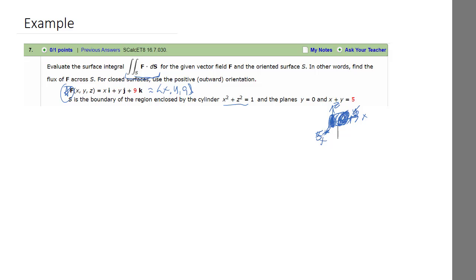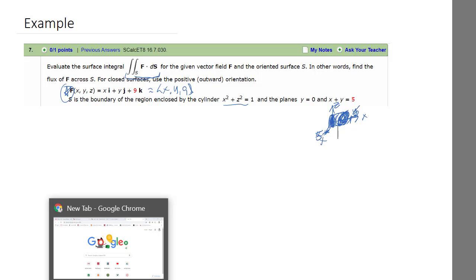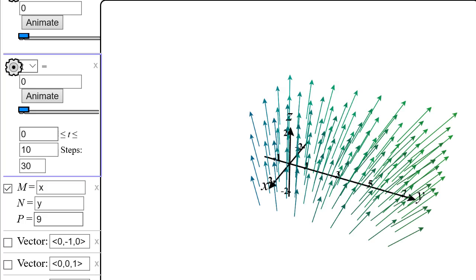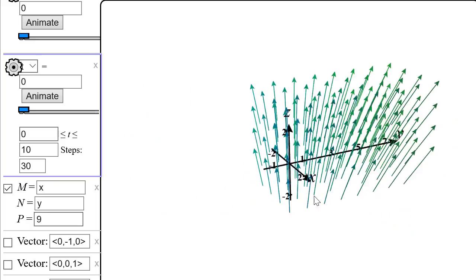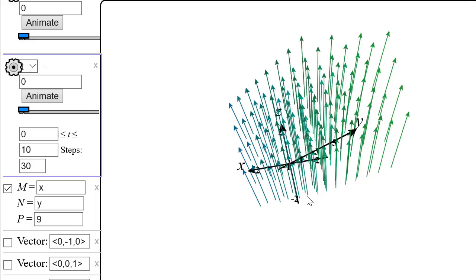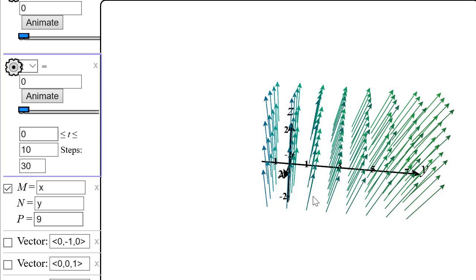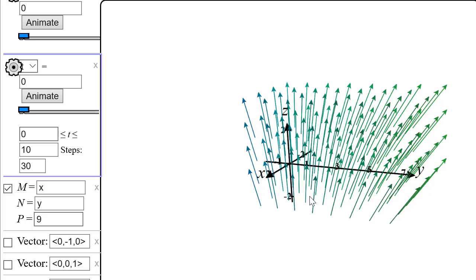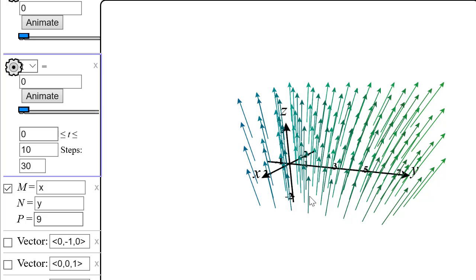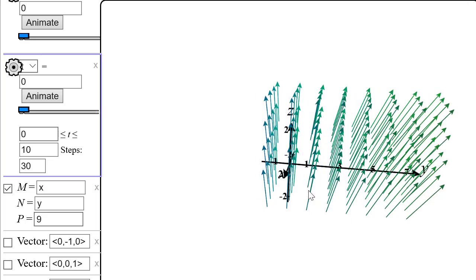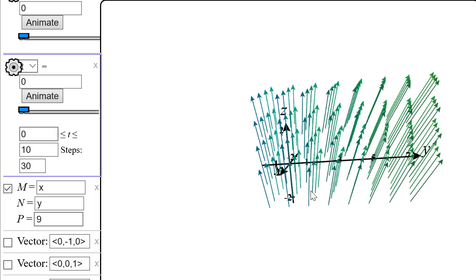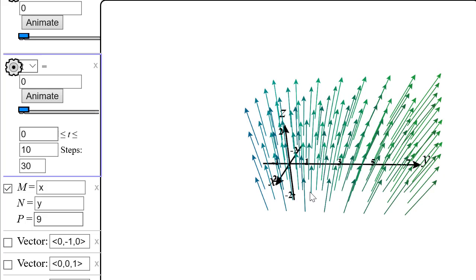We can view this in our calc plot program. So this is the vector field that we're looking at. It's x, y, and 9, so it looks like it's always going to be going up. And it's going to go x, y in the x and y directions. So when y is equal to 0 or when x is equal to 0, it just goes straight up. And anything else outside will be a little bit slanted, but it's still going to be going upward.